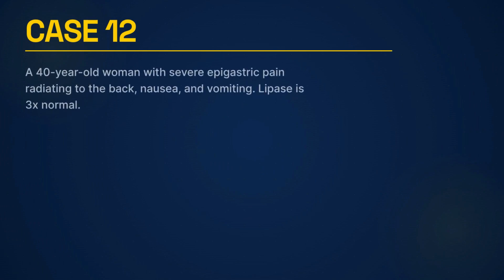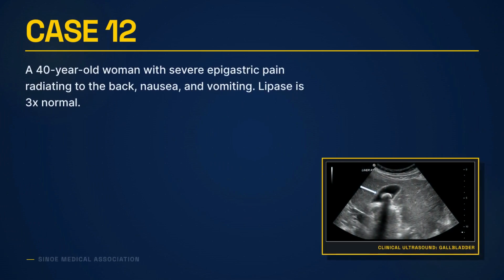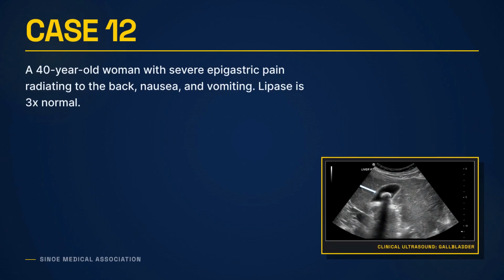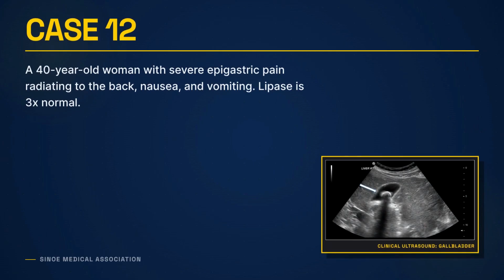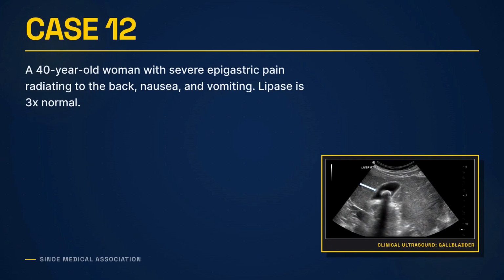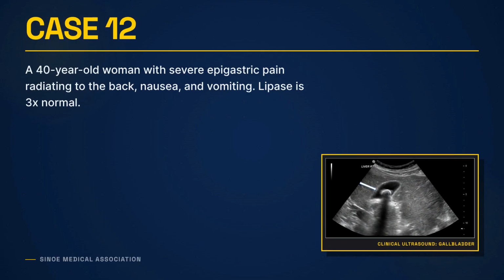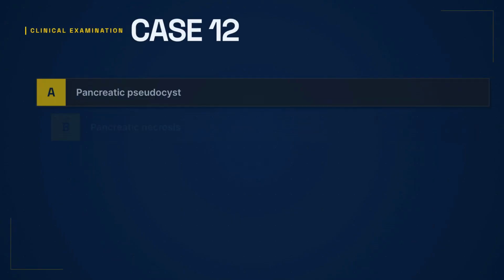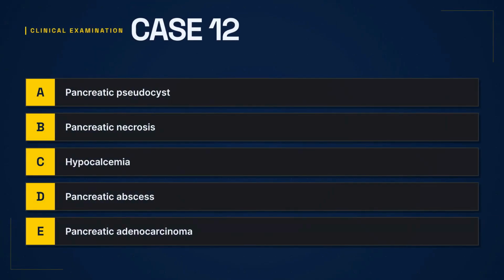Case 12. A 40-year-old woman presents with severe epigastric pain radiating to her back, accompanied by persistent nausea and vomiting. Laboratory studies show a serum lipase level 3 times the upper limit of normal. Ultrasound reveals multiple gallstones. What is the most likely late complication of this condition? A. Pancreatic pseudocyst, B. Pancreatic necrosis, C. Hypocalcemia, D. Pancreatic abscess, or E. Pancreatic adenocarcinoma. Pause and select.